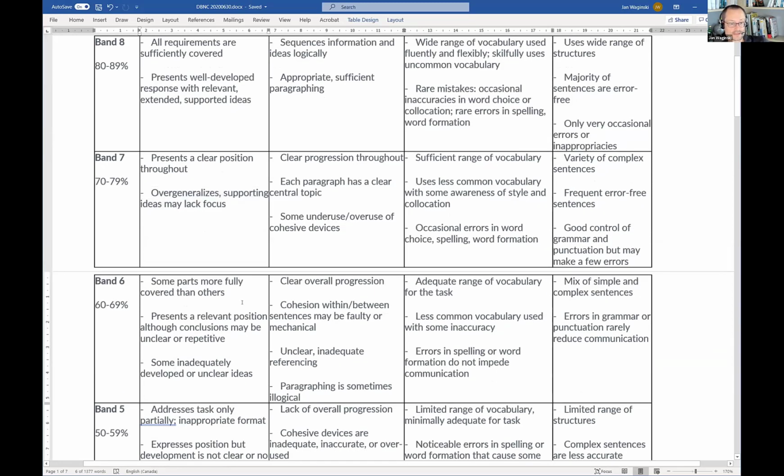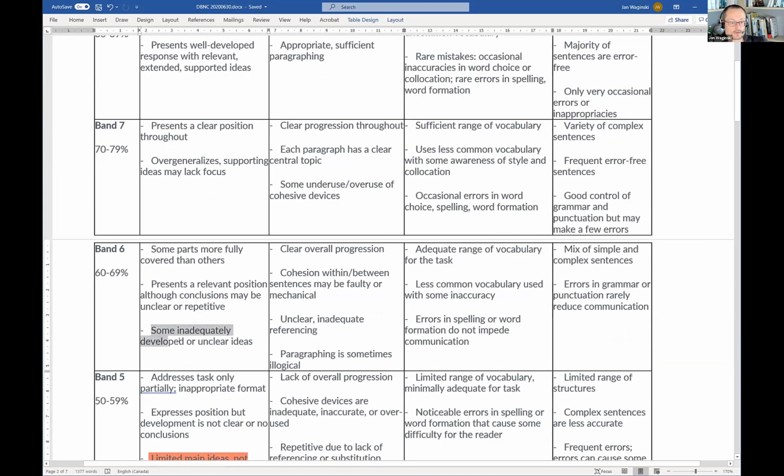But when you get down to Band 6, you've got inadequately developed or unclear ideas. And this is where some people are shooting themselves in the foot. Because if you start an idea and it's unclear and you leave the reader basically scratching their head going, what did she try and say? I'm not sure where this thought is going. Then you're at a Band 6. So you can actually create more problems for yourself by adding more, but then not completing your thoughts.